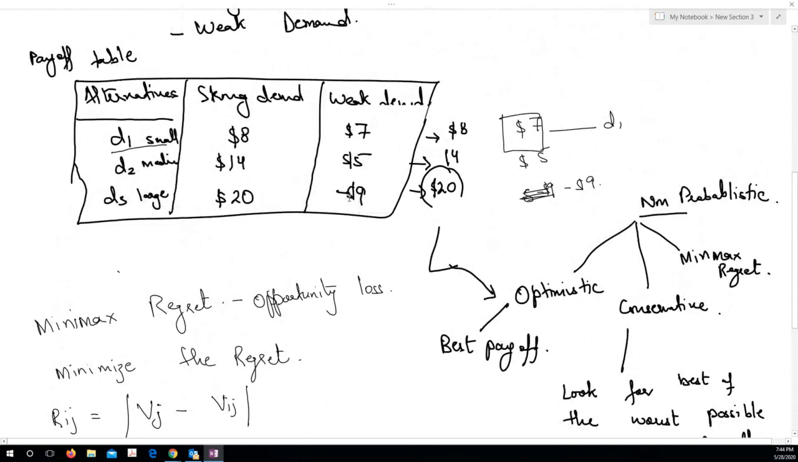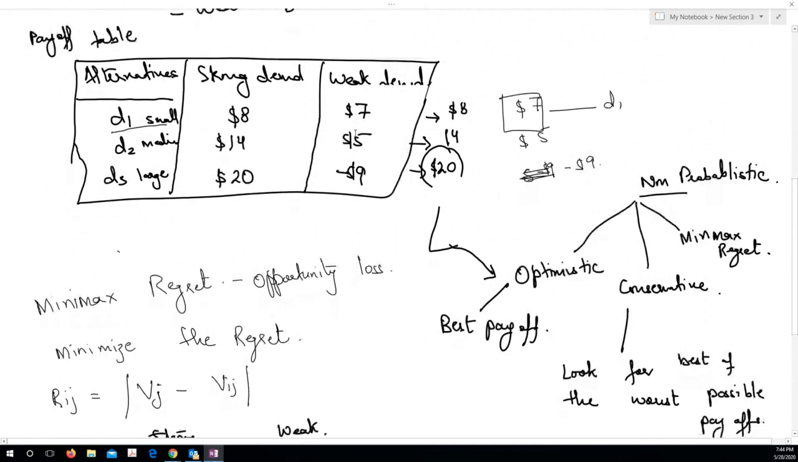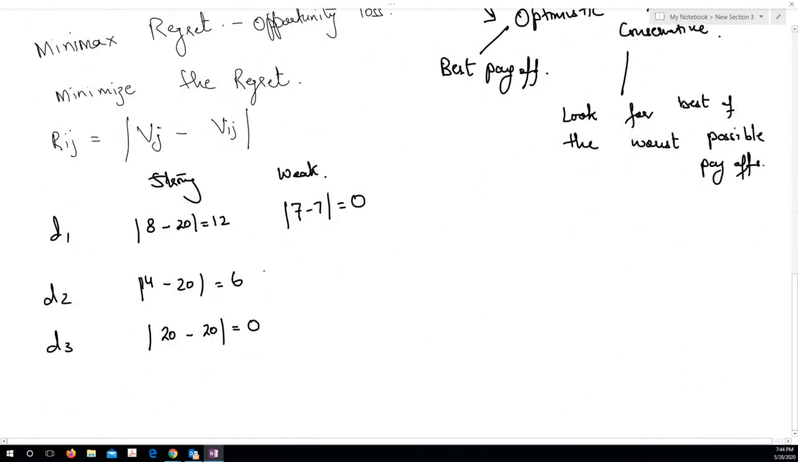So for weak market profit, this is -9, this is 5, and this is 7, so the maximum we can make in a weak market is 7. So there's no regret here. In the second option, we will do 7 minus 5, or 5 minus 7, which will be 2. And then there is -9 and -7, which will be equal to 16, because there's a mod, so it will just make it positive 16. So this is our regret. This is the regret in this situation, this one, this one, this one.